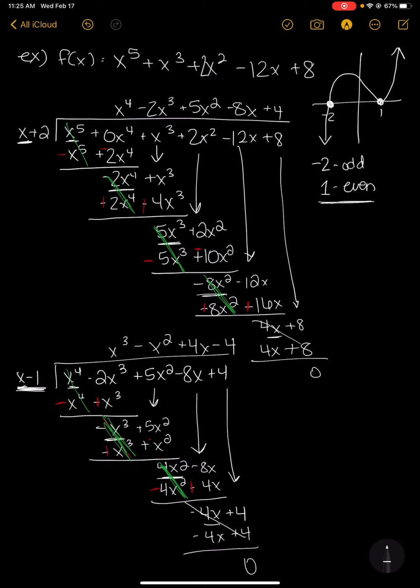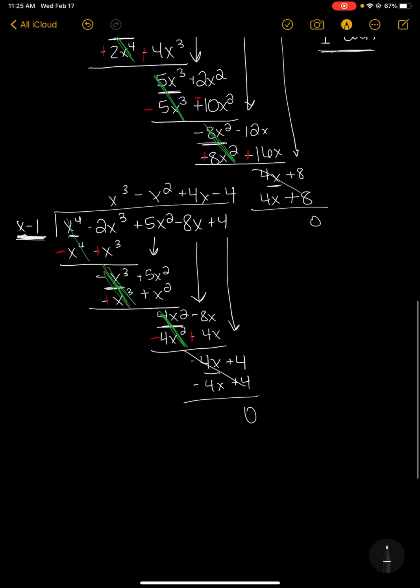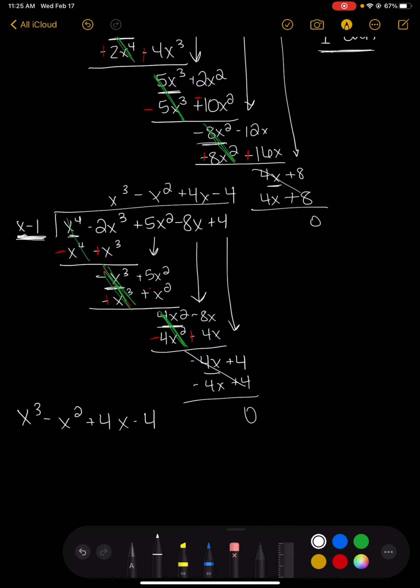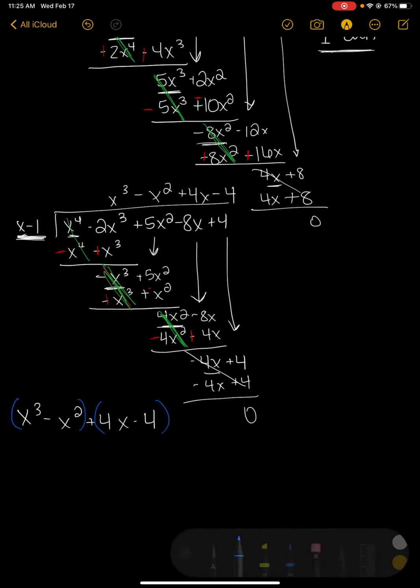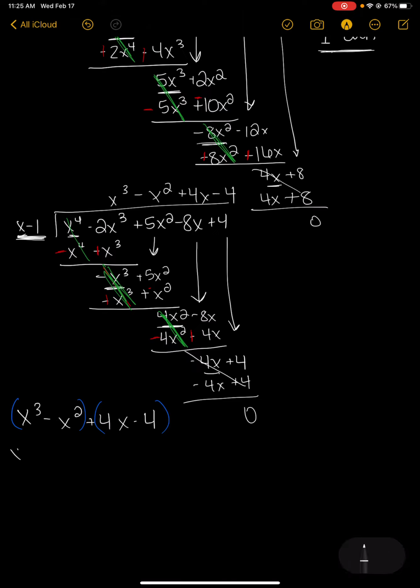And we know that in the end we're supposed to have at least 5 zeros. So now we've got x cubed minus x squared plus 4x minus 4. And so we've got a 4-term polynomial, so we're going to see if we can factor it by grouping. So we'll put our first two together, our last two together, take out a GCF, and see if this will work for us.